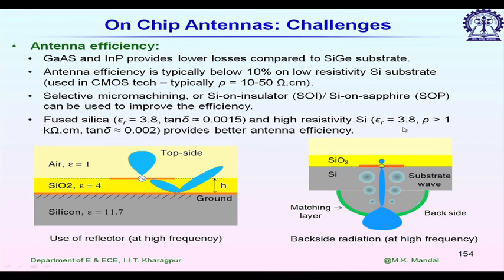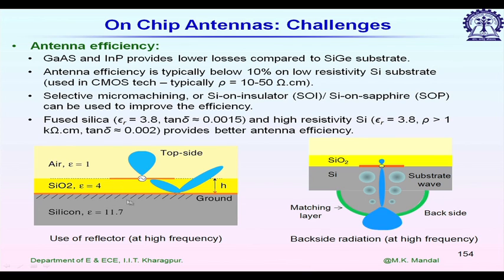So, typical values being used are rho more than 1 kilo ohm centimeter and tan delta of 0.002. When we use fused silica or high resistivity silicon, it can provide better efficiency. Here are some examples of how we can utilize the structure itself to improve the efficiency of an antenna.